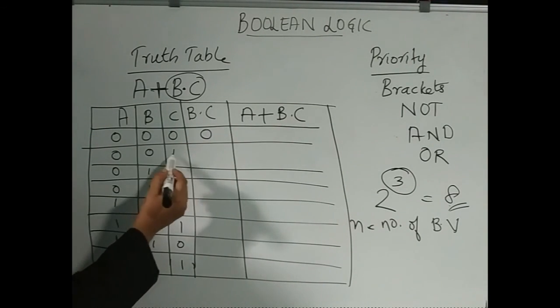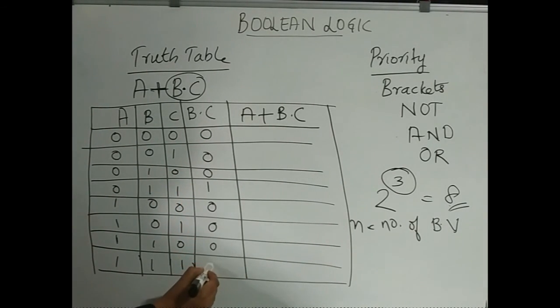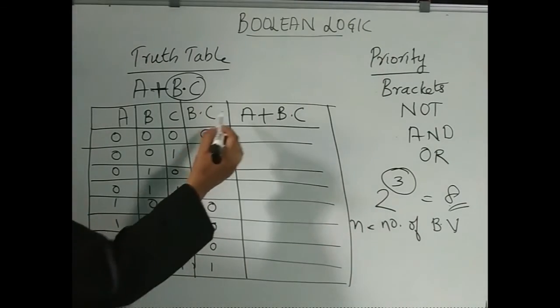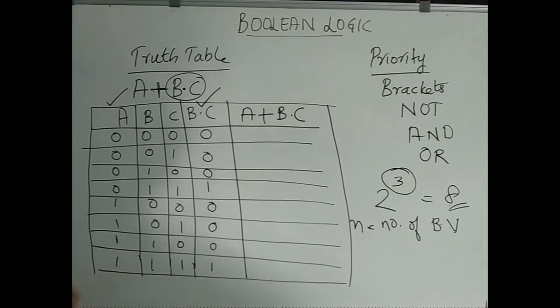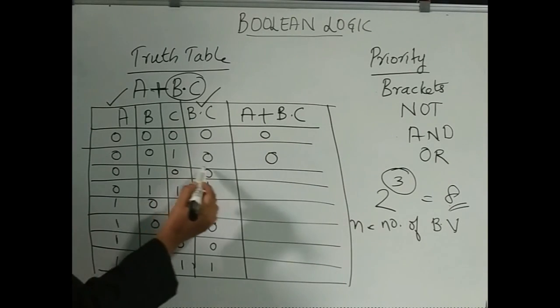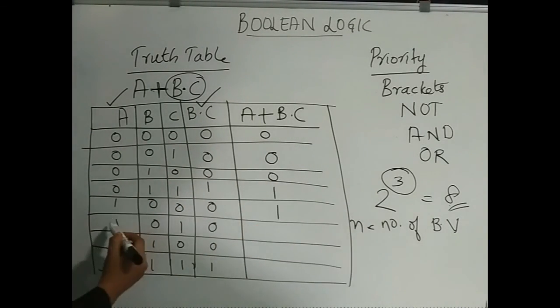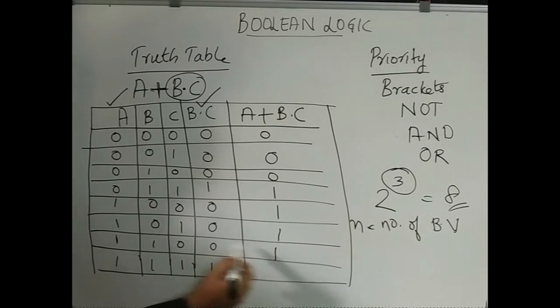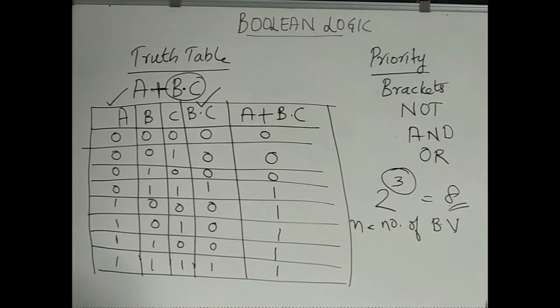So it becomes 0, 0, 0, 1, 0, 0, 0 and 1. Next we perform A OR BC, that is, we perform OR on this column and this column. OR means if any of the inputs is 1, the output will be 1. So 0 and 0 is 0, 0 and 0 is again 0, 0 and 1 will be 1, 1 and 0 is 1, 1 and 0 is 1, 1 and 0 is 1, and finally 1 and 1 will be 1. So this is the final output of the Boolean expression.